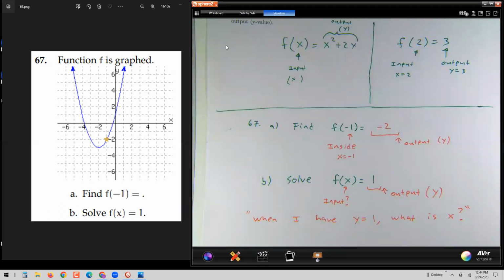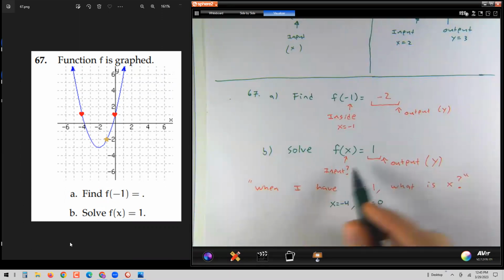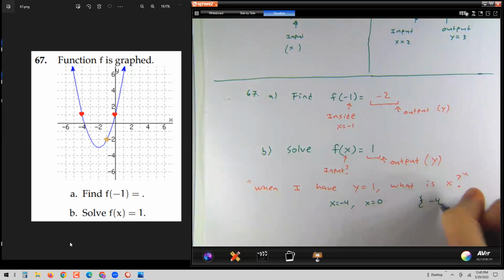And on my graph, I'm going to see that this happens at 2 spots where I have a y value of 1. That happens here. I have a y value of 1 for that heart. And I have a heart here at -4. So I have 2 different x values that actually work here. I have x of -4 would give me a 1. And I have x of 0 would give me a 1. So if I have f of x equaling 1, I would say my answer set here is -4, 0.